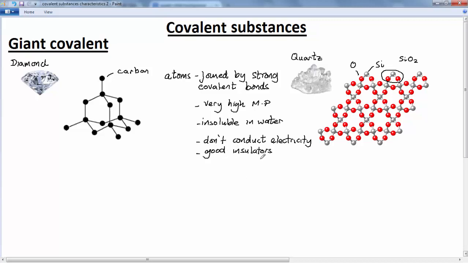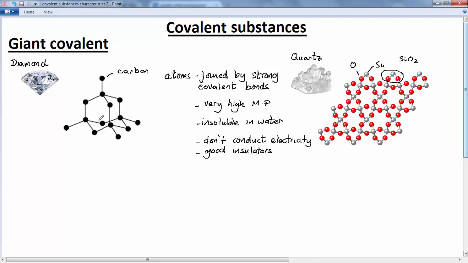There is an exception to this, which we will look at in a minute, but one more thing we should point out is that because these structures are held together again by very strong bonds, they tend to be quite hard as well. So diamond is in fact one of the hardest substances known, and quartz also is a relatively hard substance. Now, I'd like to take a closer look at the structure of diamond.